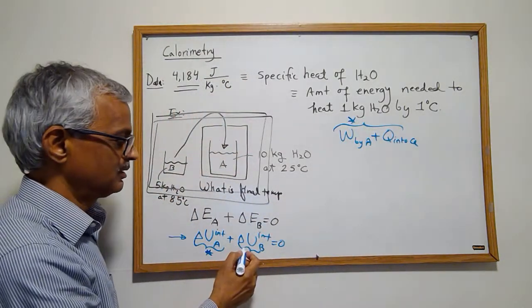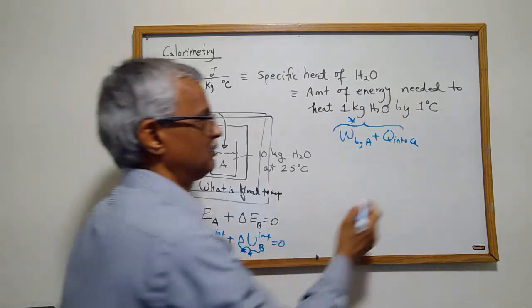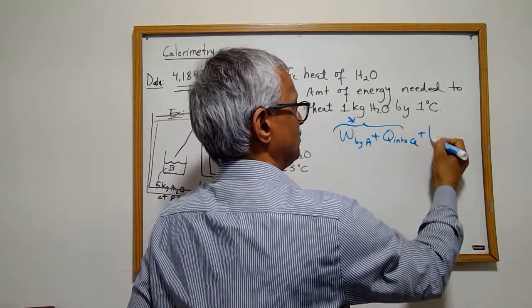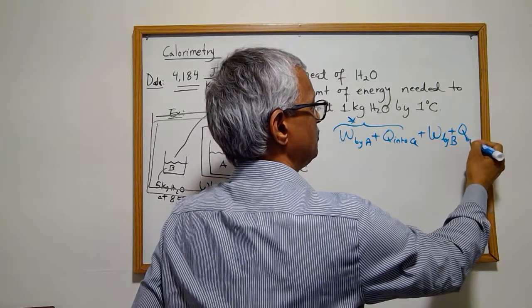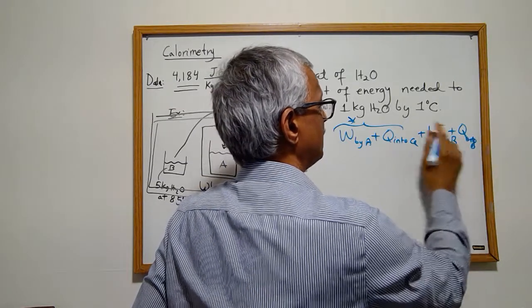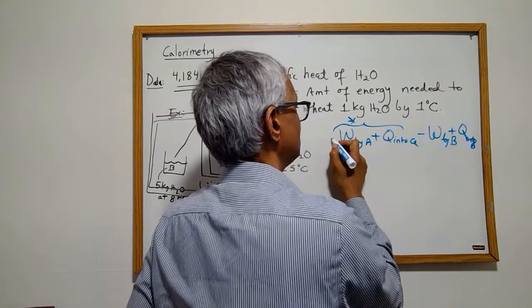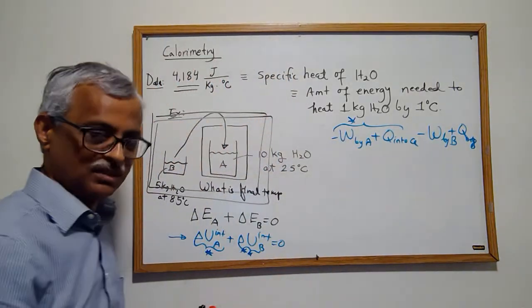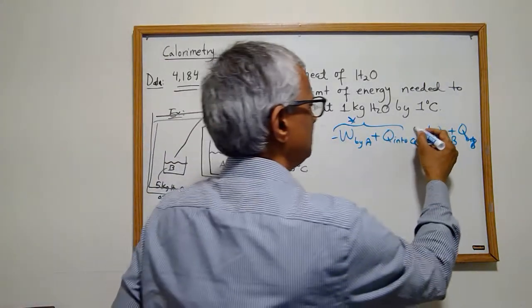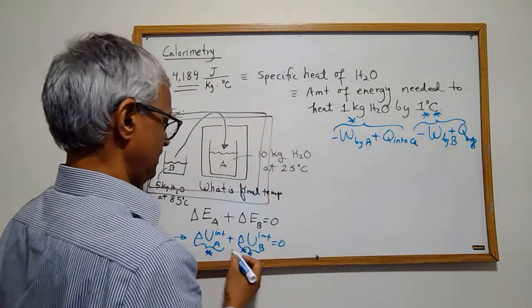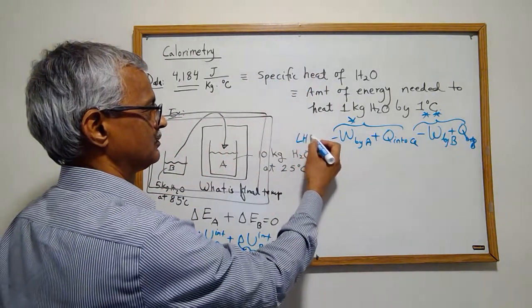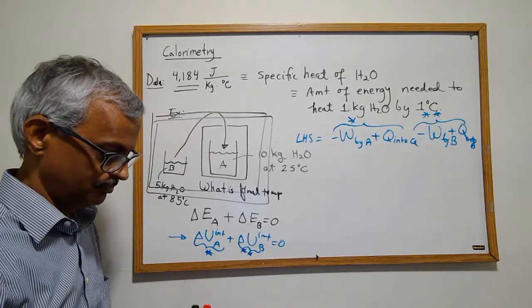There's a second part, which looks similar: work by B plus Q into B. So this is actually minus, these are minus. So that's the first law. So the left hand side here is that.